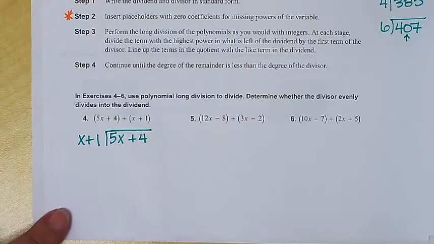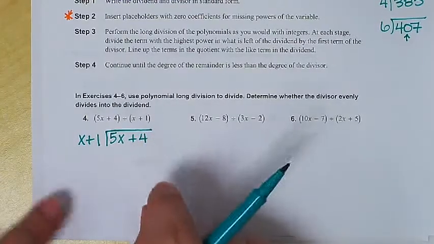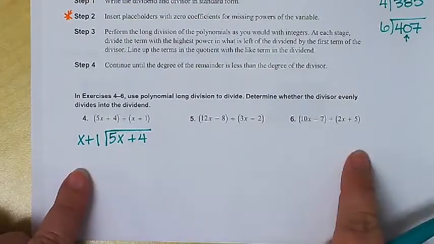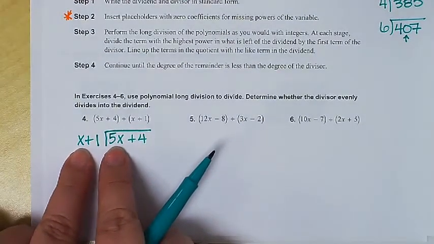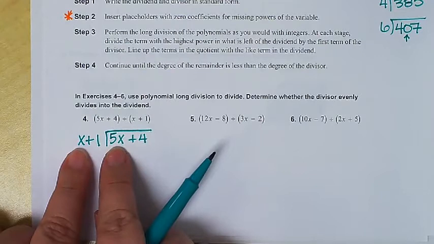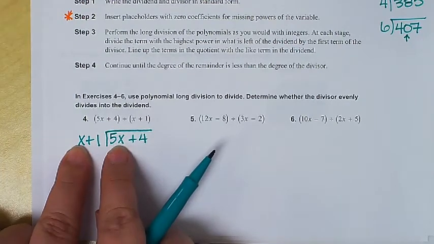So for me to perform this division, here's what I'm going to focus on. It doesn't matter how many terms are in these polynomials. My focus is always going to be on the very first 2 terms right in here. So the very first thing I'm going to ask myself is, x times what would give me 5x?